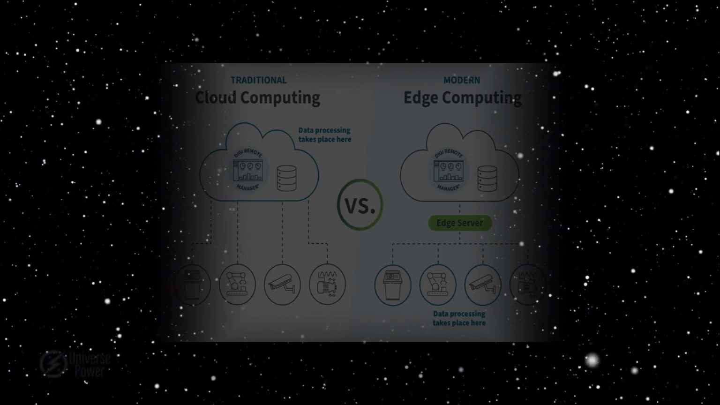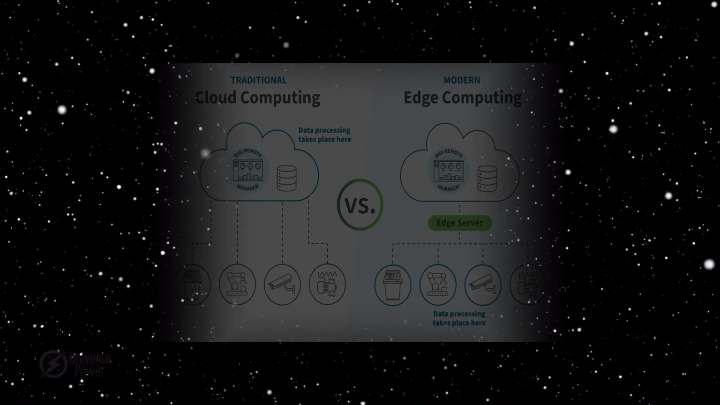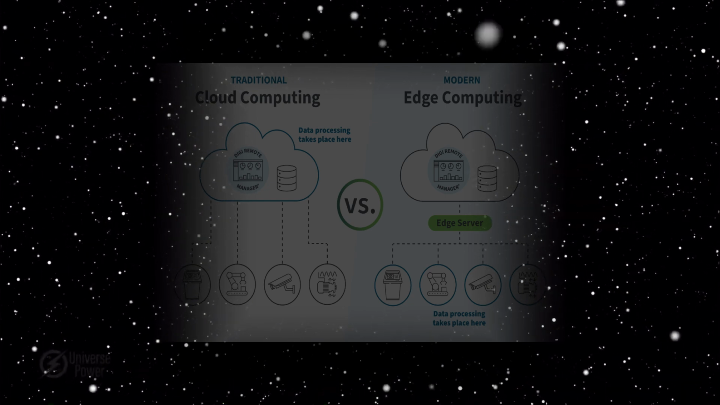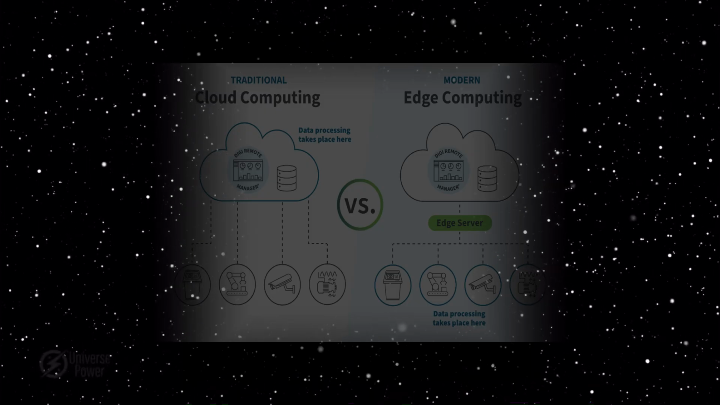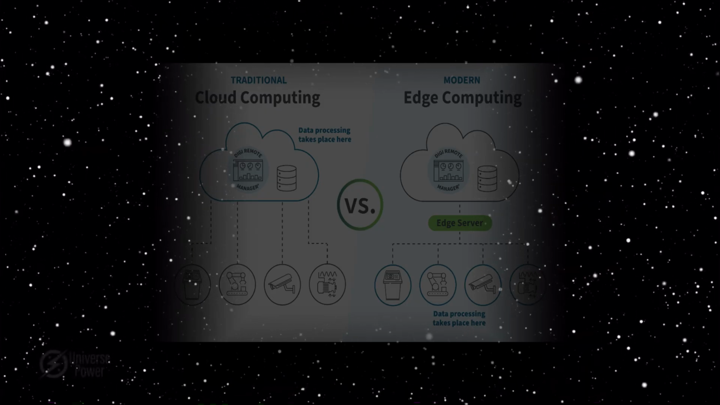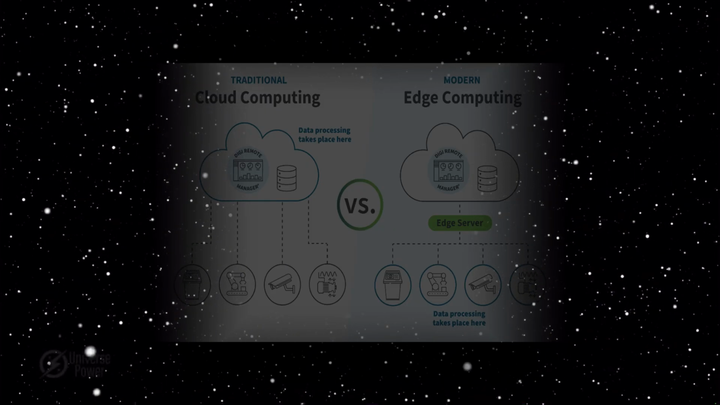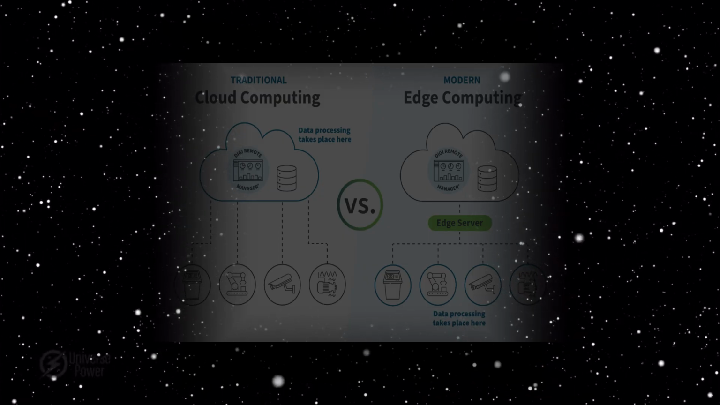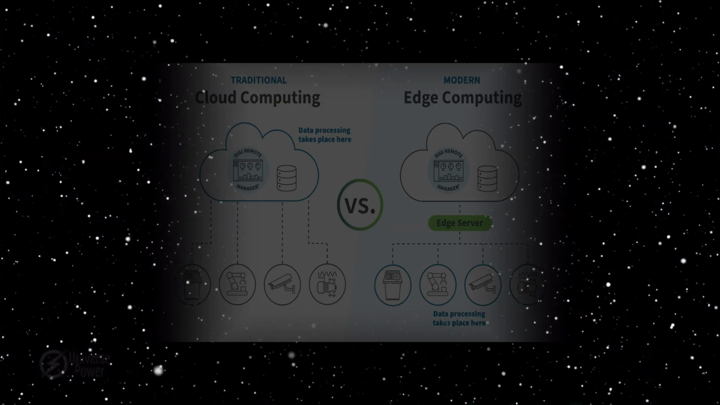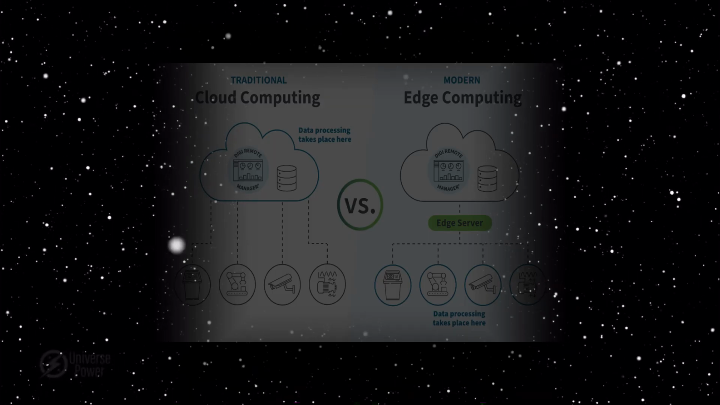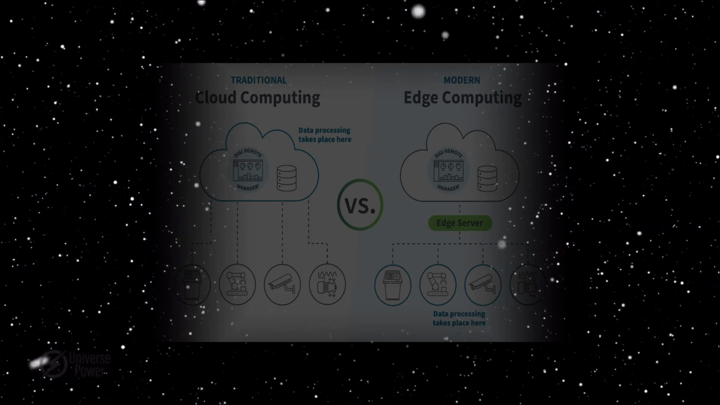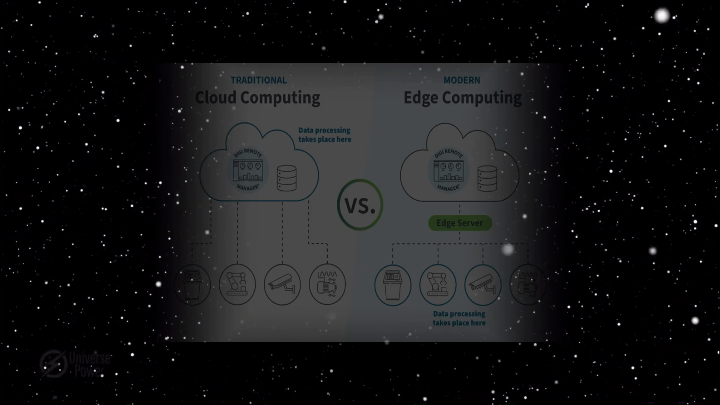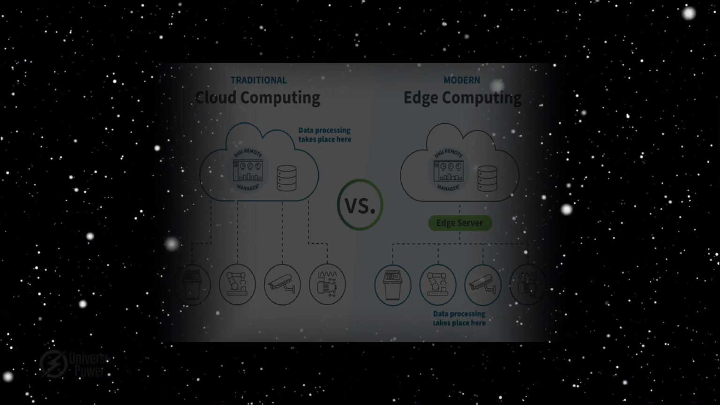For example, a self-driving car can't wait for cloud servers to decide when to brake. It must process sensor data instantly on board. Similarly, smart cameras can analyze footage locally before sending summaries to the cloud. Edge computing reduced latency, improved privacy, and allowed real-time decision-making. It was a shift in where and how computing happens.